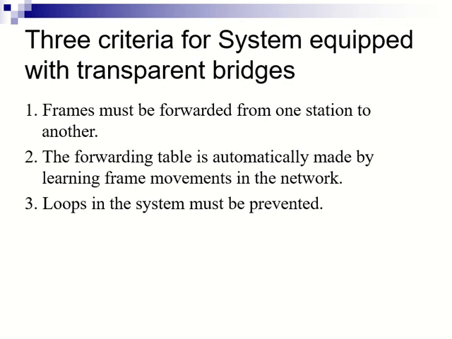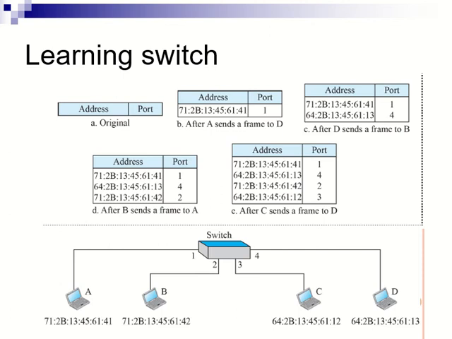Let us see how exactly it happens using one simple example. Let us consider a simple LAN network wherein we have four devices connected to a switch as shown in this slide. Initially, there is no entry in the switching table, as you can see in A.